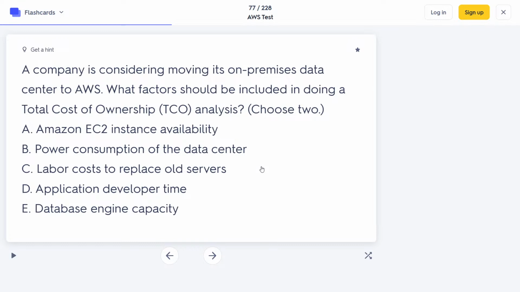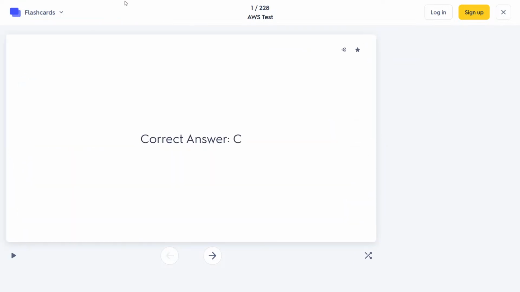If things go bad, then it is DE. I will go with AD. It is BC, dude. What? So it was exactly opposite of what I was saying. That's really interesting. Let's read the question again. What factors should be included in doing a total cost of ownership analysis? Like, this is dumb now. Like, shit.